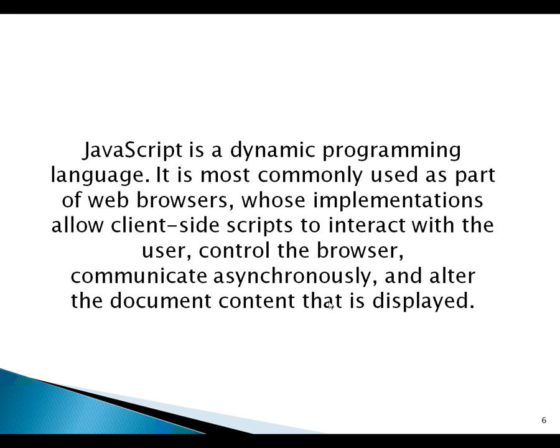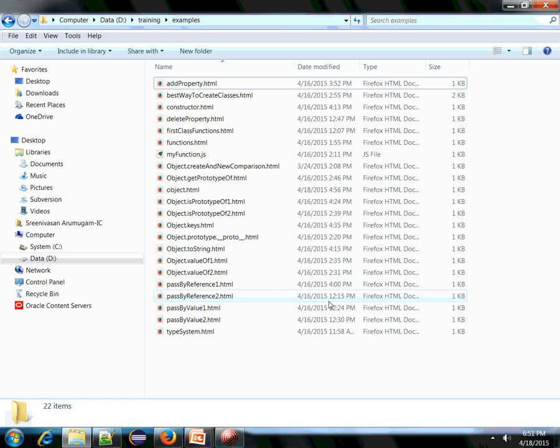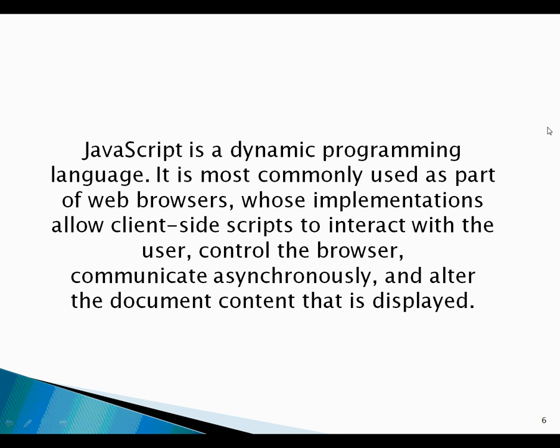JavaScript is a dynamic programming language. It is commonly used as part of web browsers whose implementations allow client-side scripts to interact with the user, control the browser, communicate asynchronously, and alter the document content that is displayed. So let's take a look, in the next 2-3 slides, at why JavaScript is called by various terms, and one of the terms being dynamic programming language.